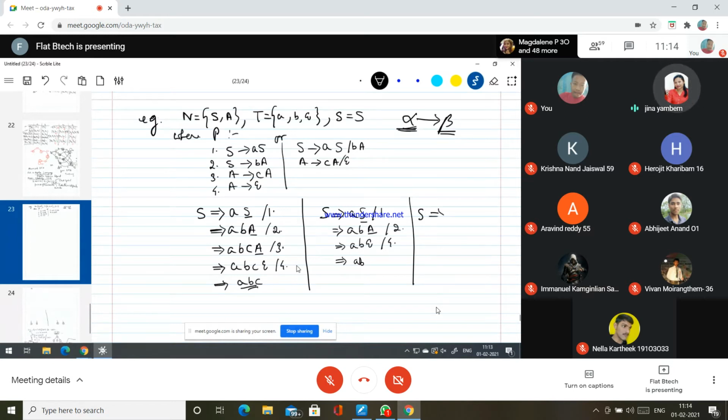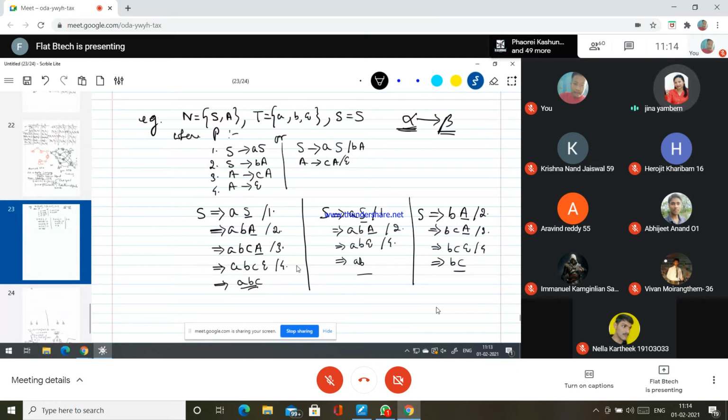S, I have already told, either S can be replaceable by A followed by capital S or B followed by capital A. But whenever you want to derive something, you should always start from the start symbol. So let me go for this B, A. This is production rule number 2. And then B, instead of A, I'll be selecting C, A. This is production rule number 3. B, C, then epsilon, this is 4. This is B, C. This is another string. This is string number 1, 2, 3.